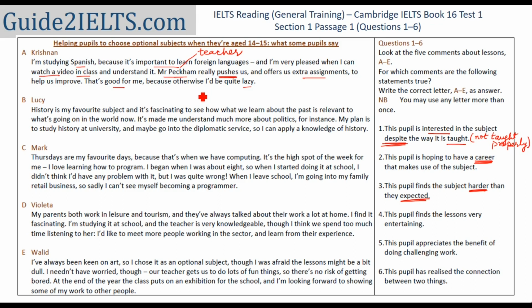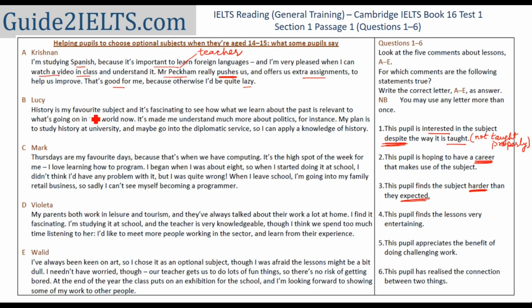There is mention of the teacher here and the teaching method here, but it is all positive. There are two words which could have made you get the answer wrong. One is the word despite in the question and the other is the word pushes in the text. So A is not the answer to any of these three statements that we have. Let's start scanning B now.